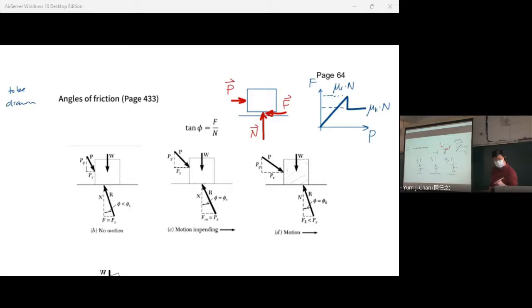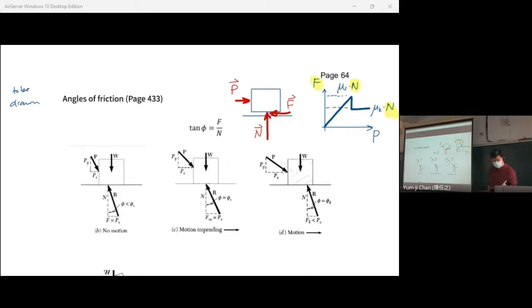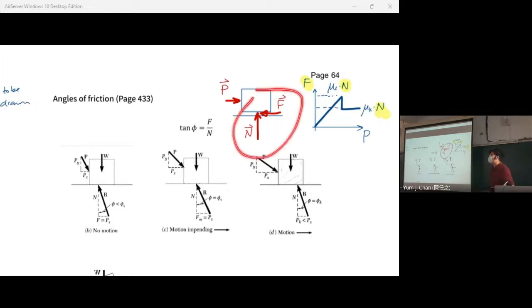So in our study, in our notes, it looks like the friction F is closely related to N. F is equal to mu s times N or equal to mu k times N. Therefore, because both of them are acting on the contact surface, we will combine these two, put them together and say this is R. And this angle here is called the angle of friction.